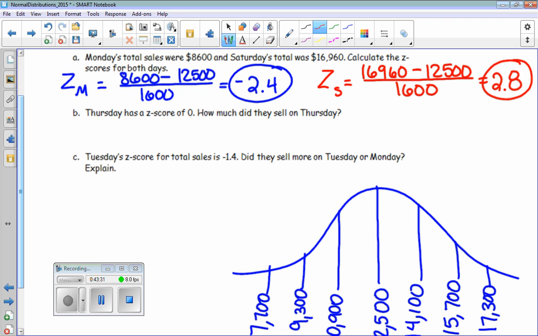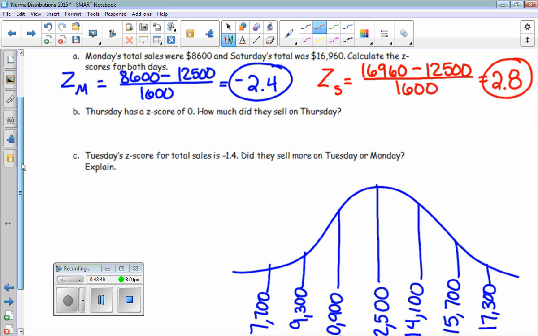Why is one of the z-scores negative and one of them positive? Because for one of them the sales were below average and for the other the sales were above. That's really important. When the sales are below average, the z-score will be negative.